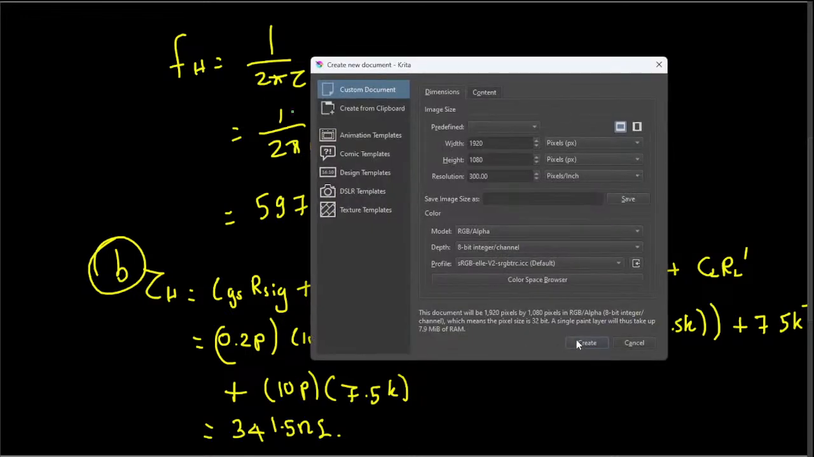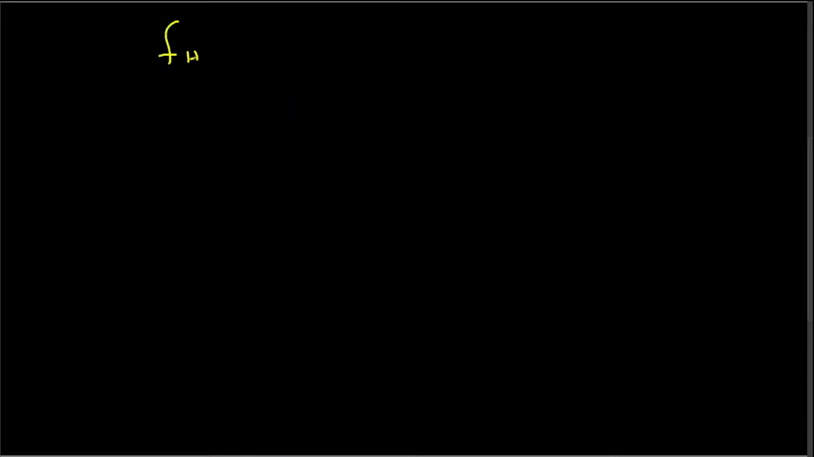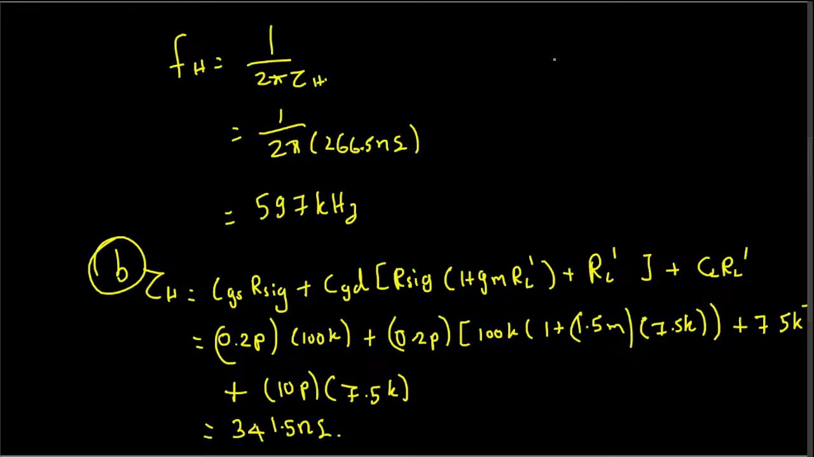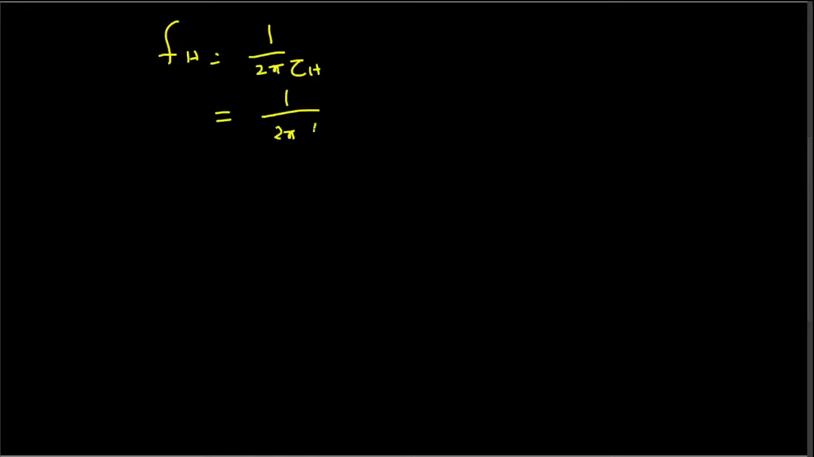So once you have τH, again same equation, FH is equal to 1 over 2π times the τH value we calculated, 341.5 nanoseconds. If you calculate this value, you're going to end up getting 466 kilohertz. Okay, so that is for this one.